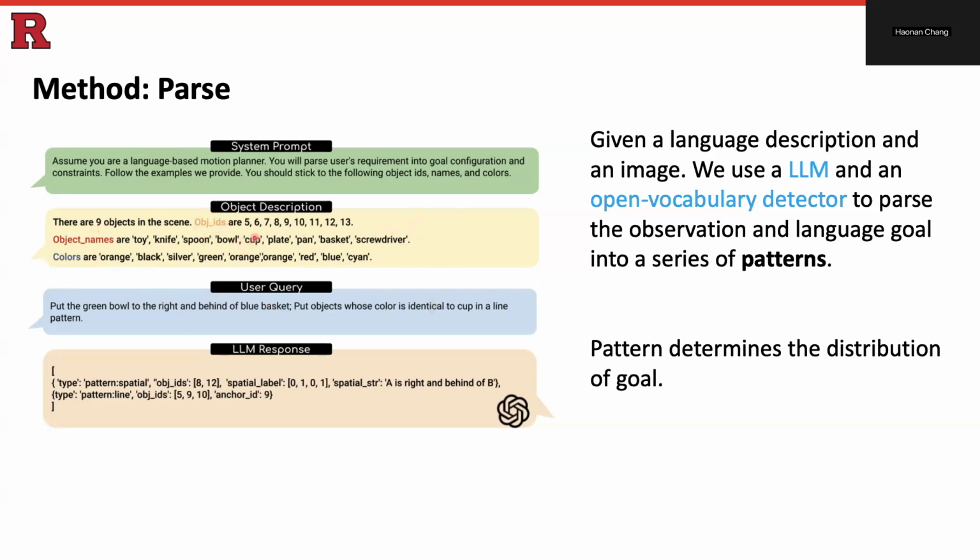And this information will be combined with the user's language description. And the large language model is responsible for generating a list of patterns and telling us which objects are following these patterns.